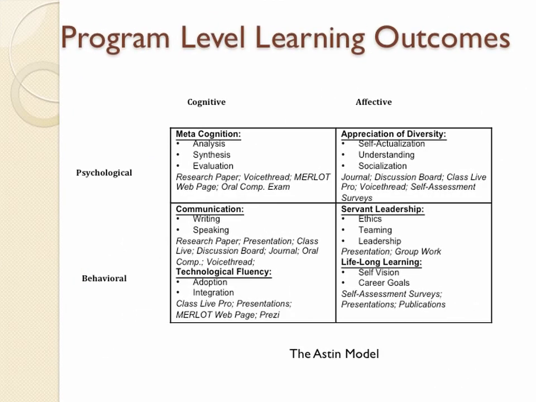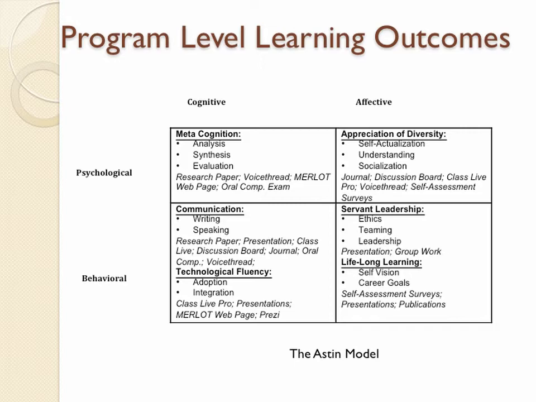This slide here provides a good overview of our programmatic learning outcomes in this Global eLearning program. And you'll see here the Astin model graphic that we're using to place our programmatic outcomes on top of, just kind of laying that over. So you see we have the cognitive and affective domains, and then the psychological and behavioral.